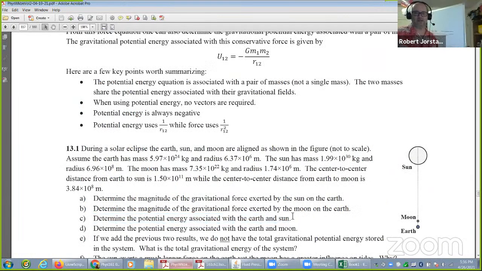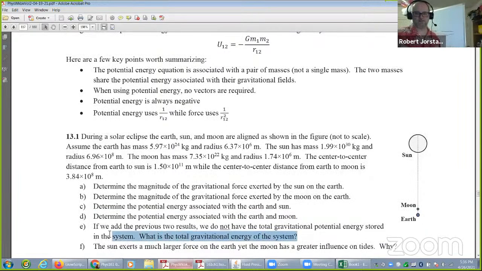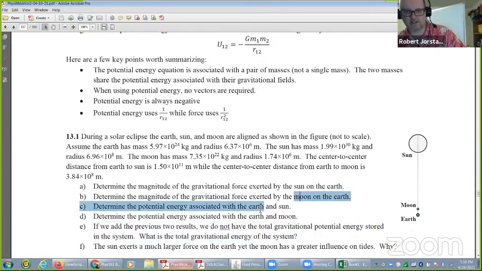So it's okay for potential energy to be negative. Don't freak out. You could do the same thing with the Earth and the moon. Here's question E. Read this. If we add up the previous two results, so let's say we calculated the energy associated with the Earth and the sun, and I add up the Earth and the moon, that should be the Earth with both of the other objects. But we don't get the total energy. What's up with that? If I add up the gravitational energy from the Earth and the sun and the Earth and the moon, why do I not get the total?